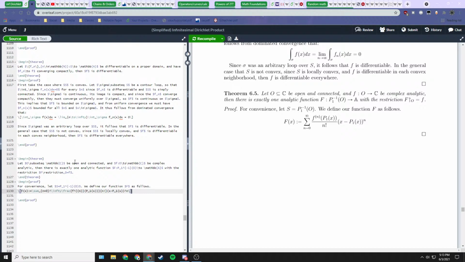Right, so essentially for each point x in S, we define this capital F function. Actually, maybe we should just use a different label. Okay, so we're going to use g instead. So we're going to define this function. G of x is defined as equaling this power series function. So for any point x, we just use the power series function for f, but at the projection p1 of x.